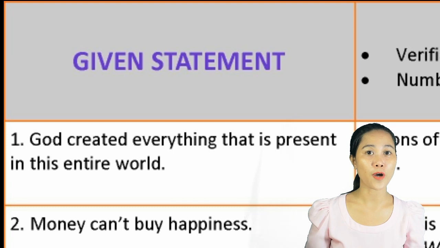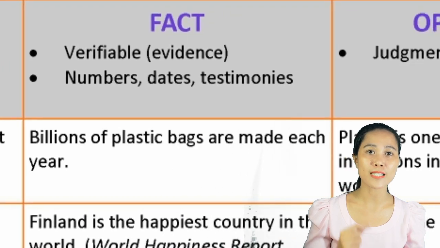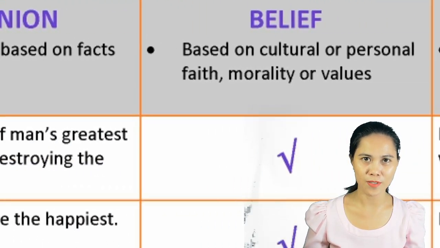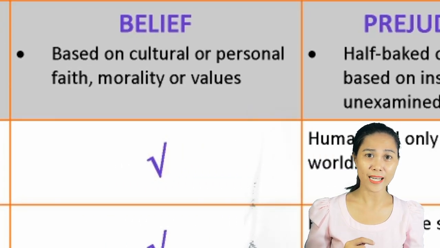You are going to identify first whether the given statement is a fact, an opinion, a belief, or a prejudice. So based on that, God created everything that is present in this entire world. There is already a picture of faith because of the presence of the word God. So that would point to our religion, to our belief. So where should that go? That means this given statement is a belief. Okay, so that is not a fact.